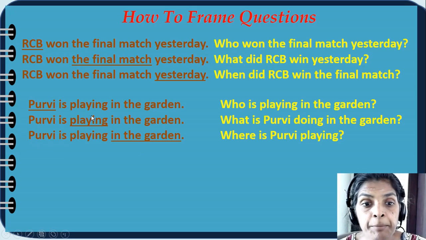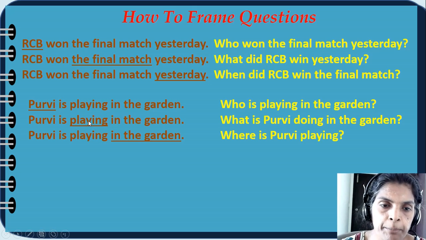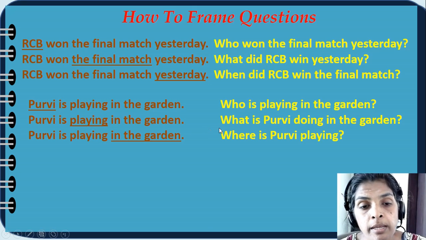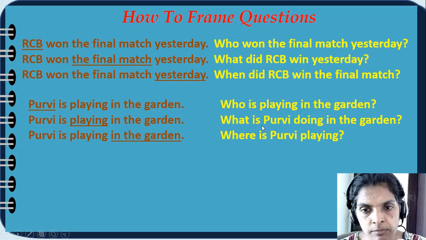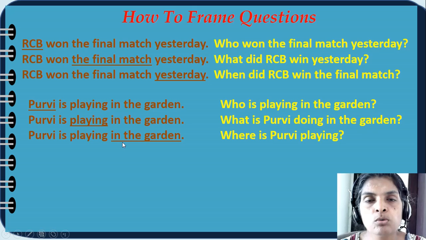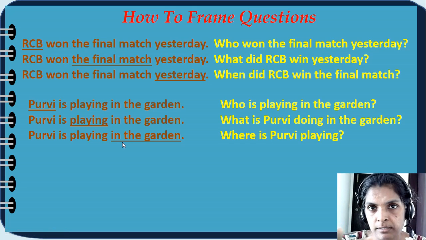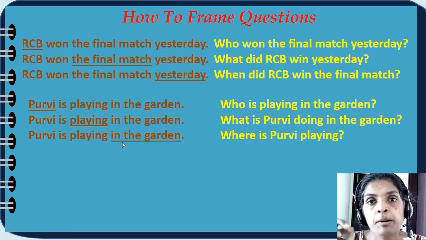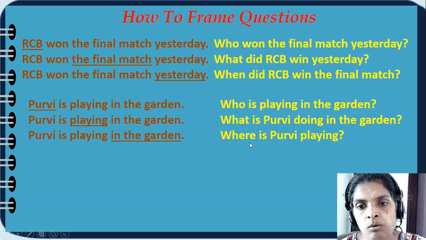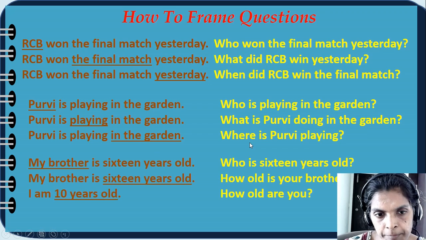Okay. It can be anything here. Purvi is dancing, Purvi is singing, Purvi is sleeping. For any action verb, the question will be what is Purvi doing in the garden? Purvi is playing in the garden. So in the garden it is a place. So for a place to come as an answer, what question would you ask? Where? So where is Purvi playing?